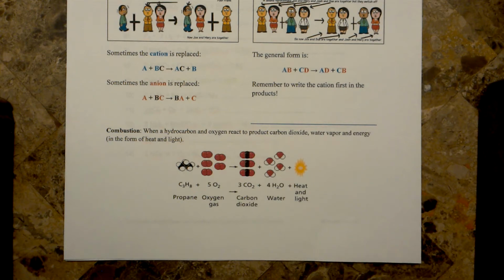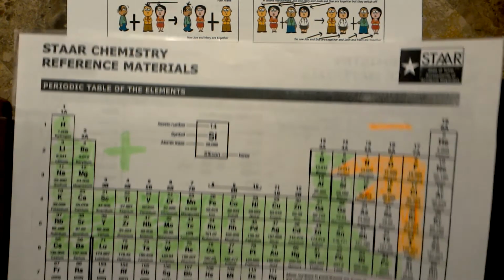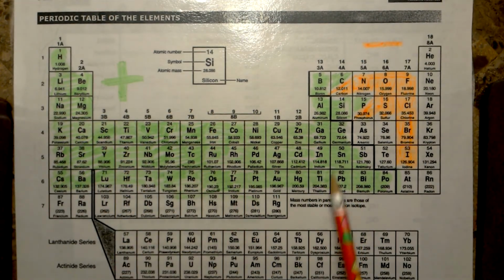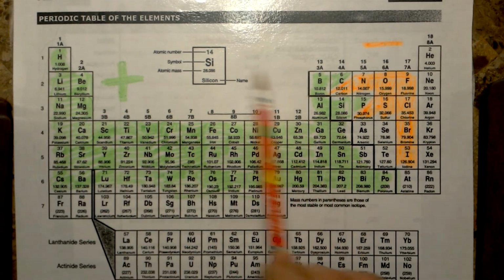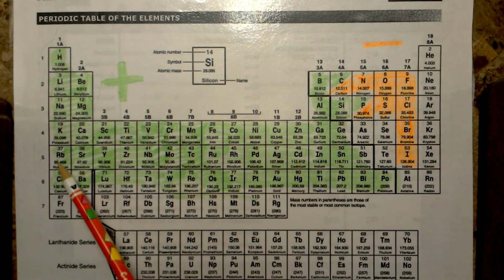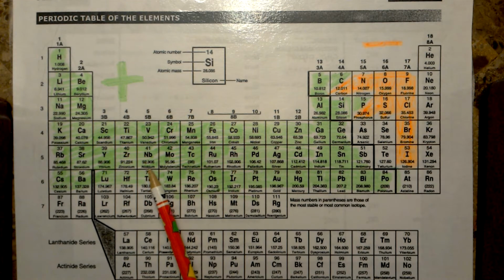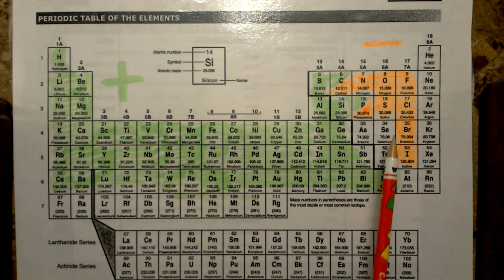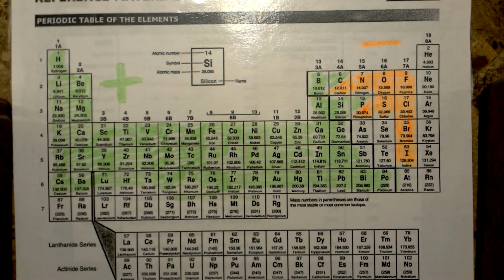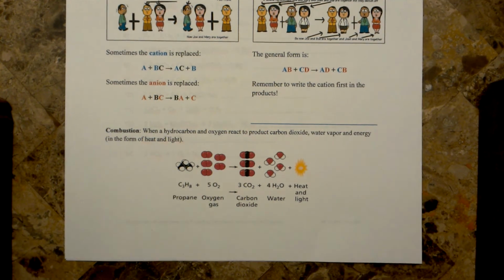Let's quickly look at our periodic table because this is going to be helpful. The cations are located on the left-hand side and the middle of the periodic table. So these are all going to be ions that will give up electrons in order to bond and become stable, whereas the anions are mainly in this upper right corner. Whenever they bond, they're going to take electrons in order to be more stable.